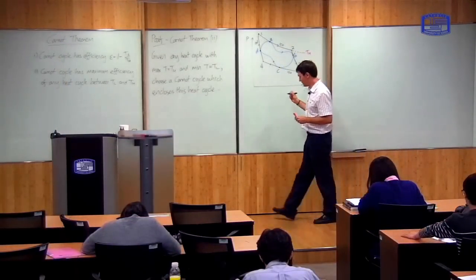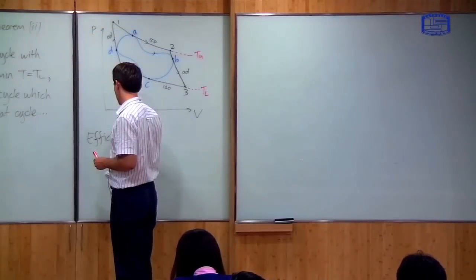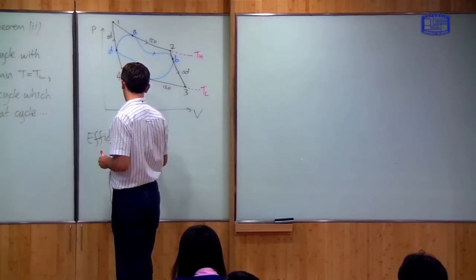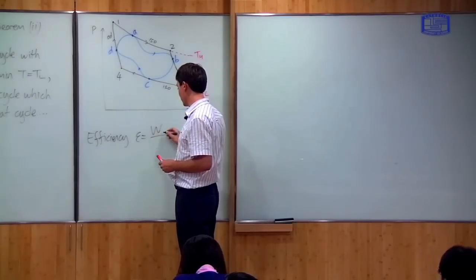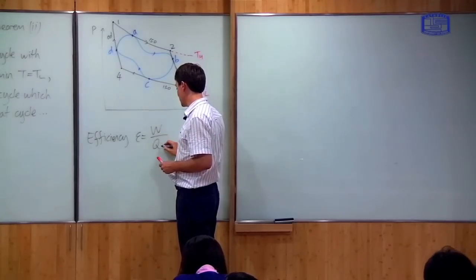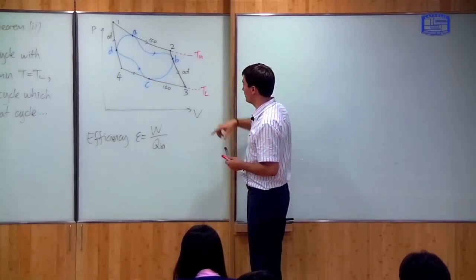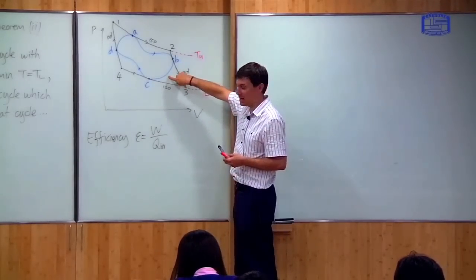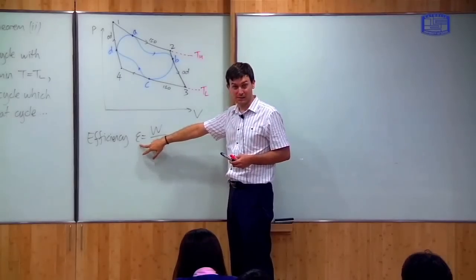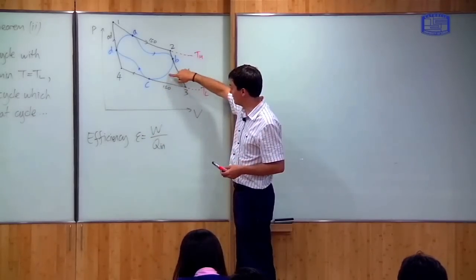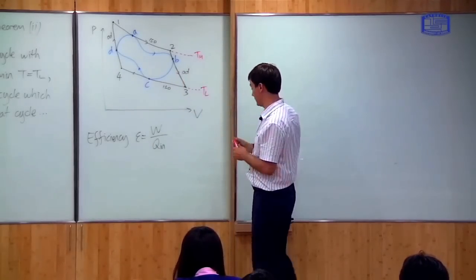Now remember the definition of efficiency. It is defined as the work in the network done divided by the heat that you have to put into the system. So I want to show that by replacing the blue line by the black line, the efficiency is bigger. So by replacing this heat cycle with the Carnot cycle, we increase the efficiency.